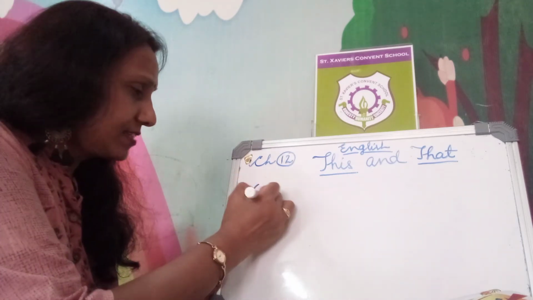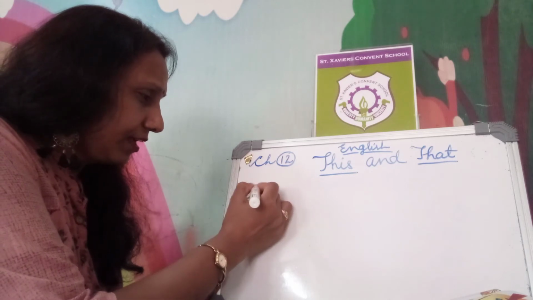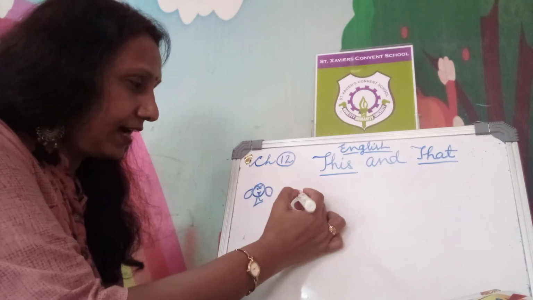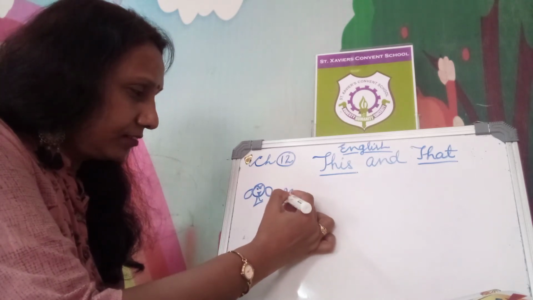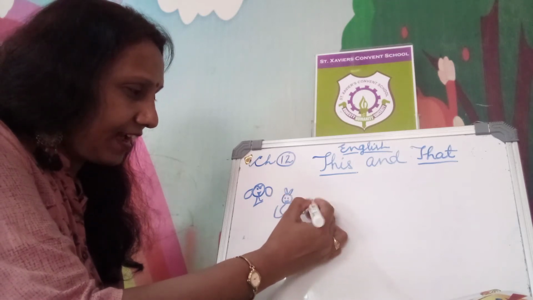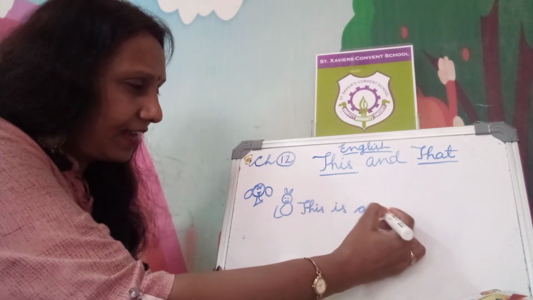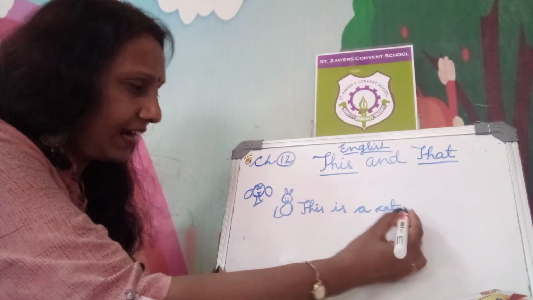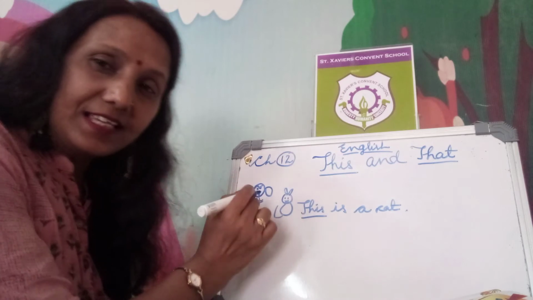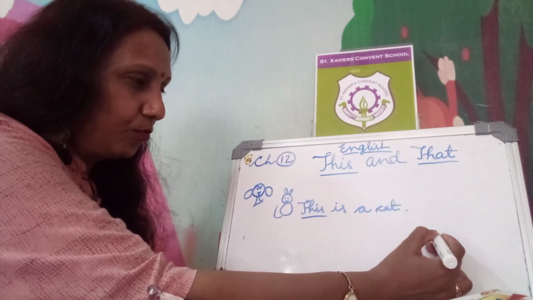Okay. Now this is a girl. What is the girl saying? The girl is just looking at a cat that is there. So what is that? This is a cat. Why is it called this is a cat? One cat and near to the girl. That is why this is a cat. Here, now you see that what?